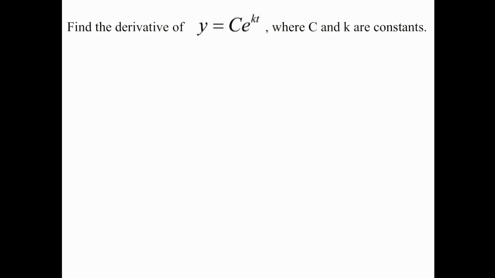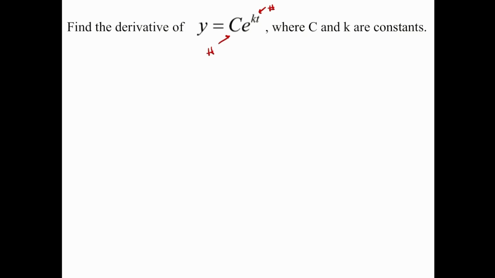Okay, so we want to take the derivative of y equals c e to the kt. c and k are constants. That just means that these are numbers. So c is just a number and k is just a number. And t is our variable.